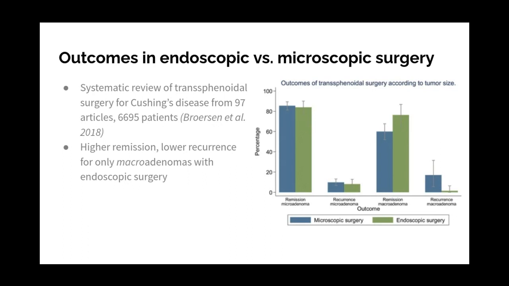And so you see that for smaller size tumors, the difference in remission and recurrence is pretty much the same between the two techniques. But for macroadenomas, the recurrence rate is much lower and the remission rate is much higher with endoscopic techniques. The authors didn't really have a great explanation for this, but they were wondering whether maybe with the specific approach that they use endoscopically, they're able to better get at some of these tumor locations. But why the difference between micro and macroadenomas exists is not really clear.